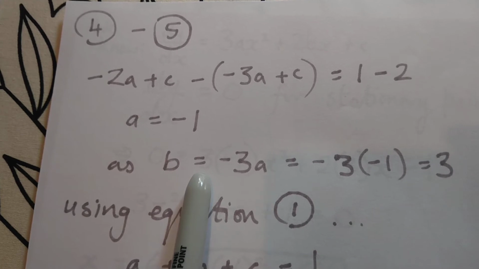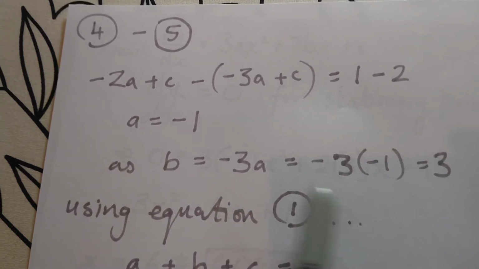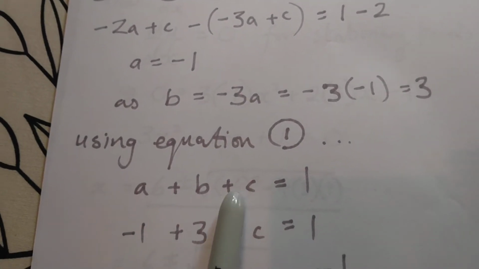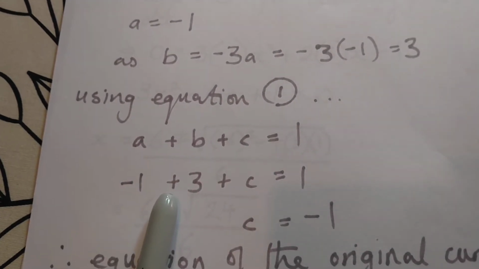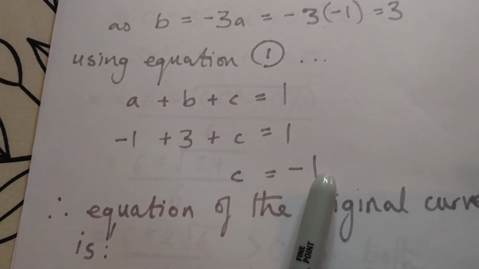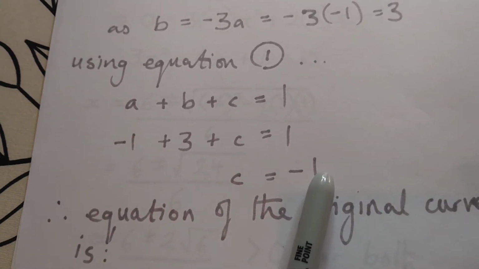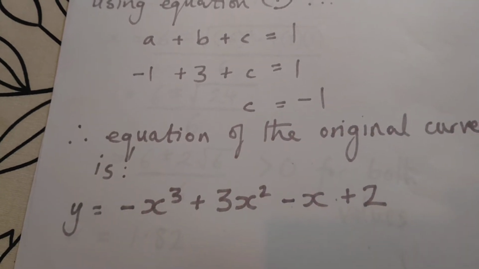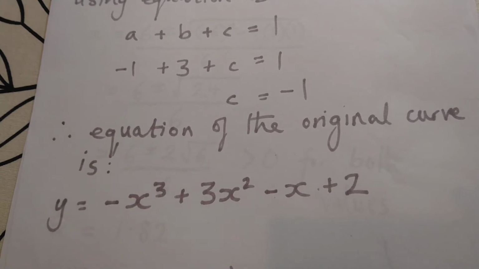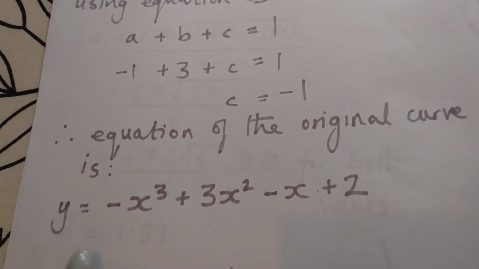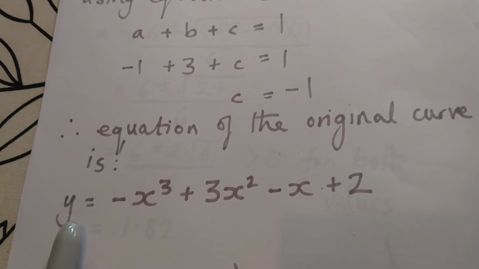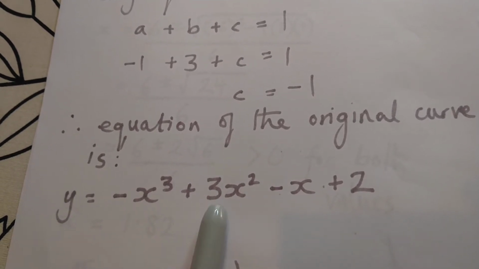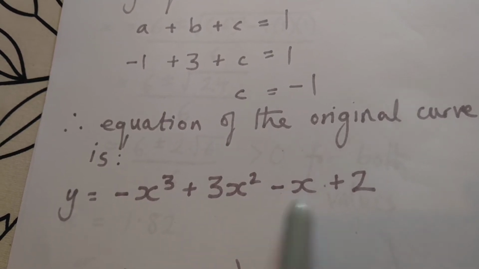But we already know that b is equal to negative 3a, so that tells us that b is equal to 3. And now going back to equation 1, we substitute in the values for a and b, which leads to c is equal to negative 1. So now we go right back to the original general expression for the cubic and substitute in the values of a, b and c, because we already know the value of d. And that tells us the equation of the original curve is y is equal to negative x cubed plus 3x squared minus x plus 2.